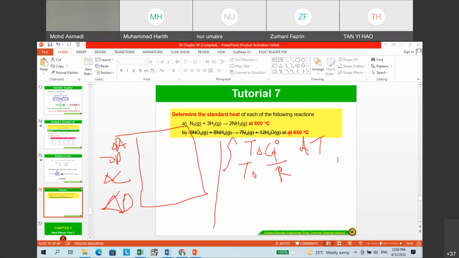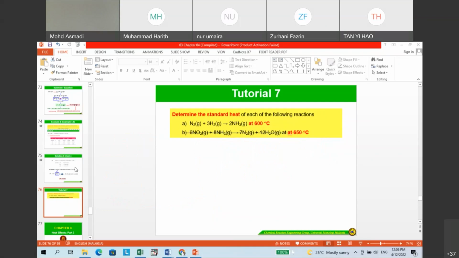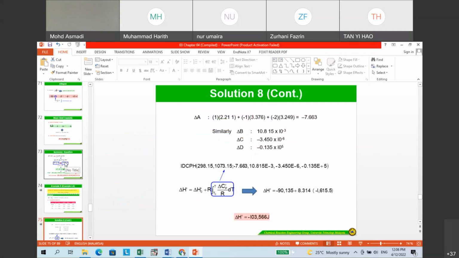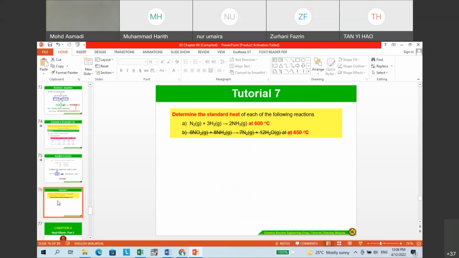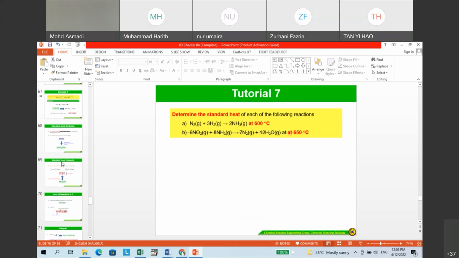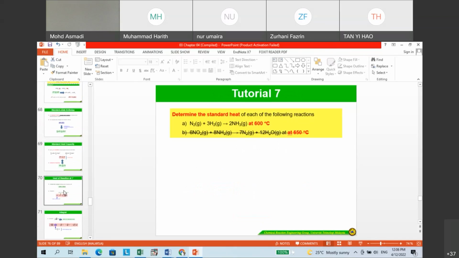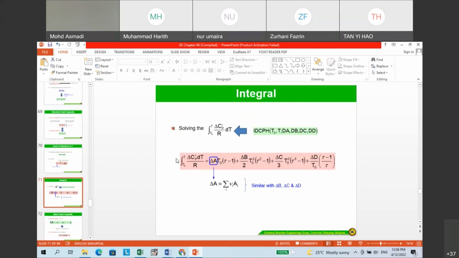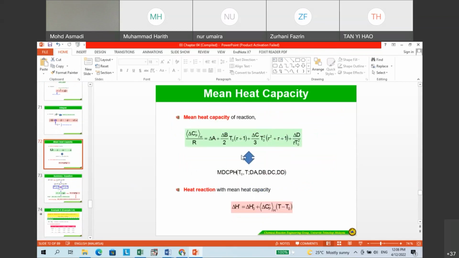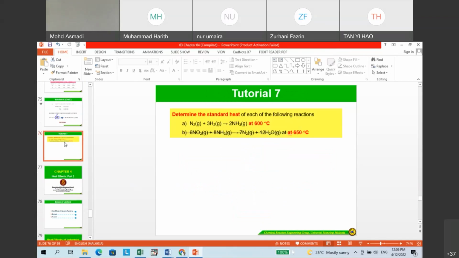Please calculate. Okay. So you determined already the delta H, right? This one. So you need to determine this one and times with R, so you can get delta H. So to determine the integration of the CP, it is this one. Or if you want to use mean heat capacity, you use this one. Please calculate.